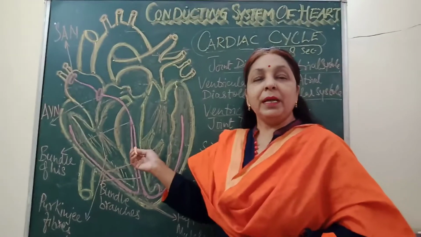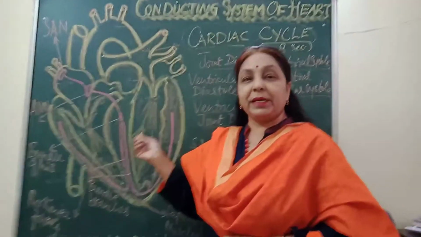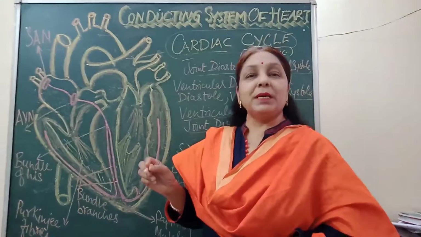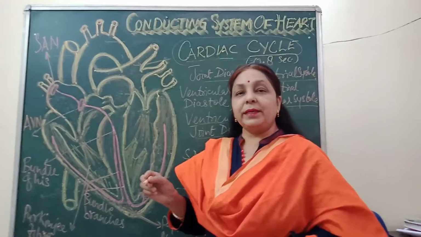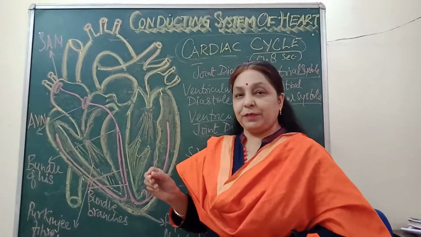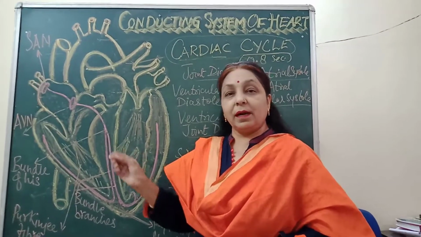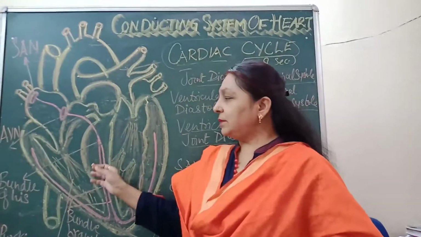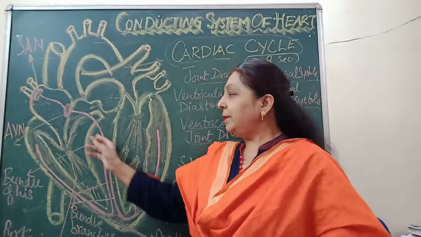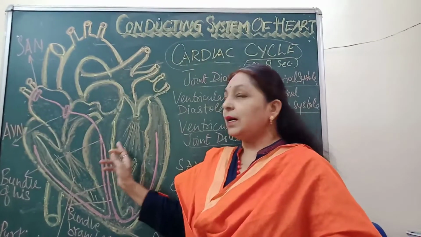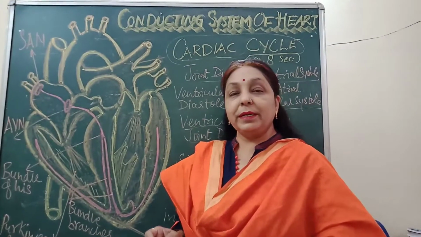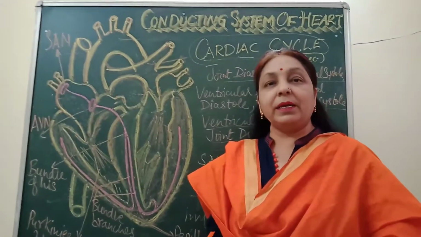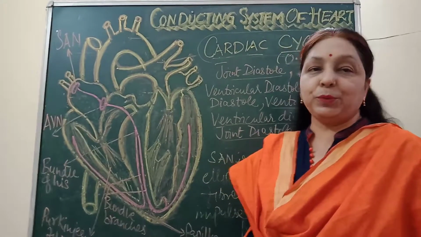I told you already that the heart is made up of cardiac muscles. These muscles are single nucleated, they do not undergo fatigue, and they have intercalated discs. So these cardiac muscles do not undergo fatigue, and the pressures generated in the heart are two: diastolic and systolic. These pressures can be measured by an instrument called a sphygmomanometer.